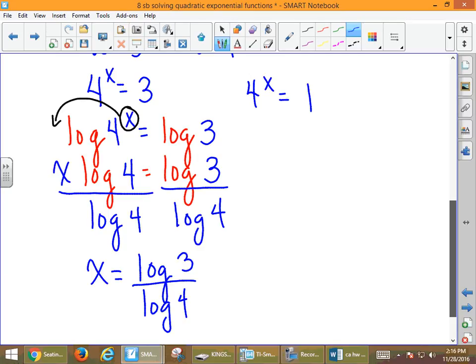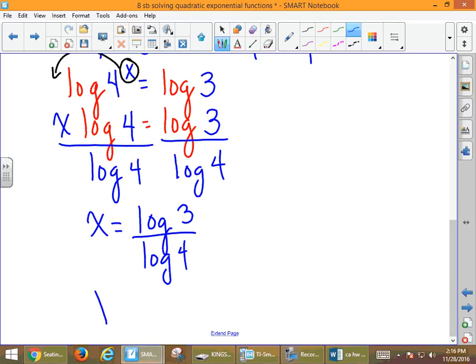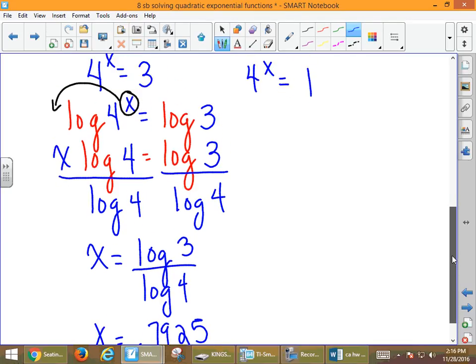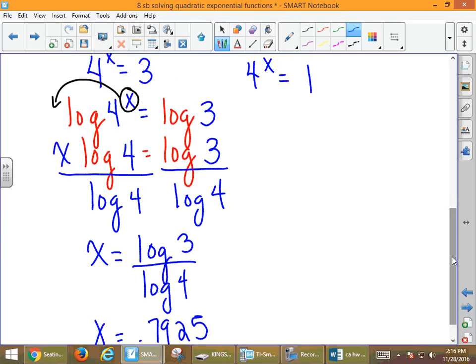And if we were to type that in, we would end up with 0.7925. Don't forget, it's quadratic here. And we oftentimes, with the quadratic, will have two solutions. We've got that 4 to the x equals 1. But luckily, we don't have to do so much work because any number to this power equals 1. What is that number? It's 0.